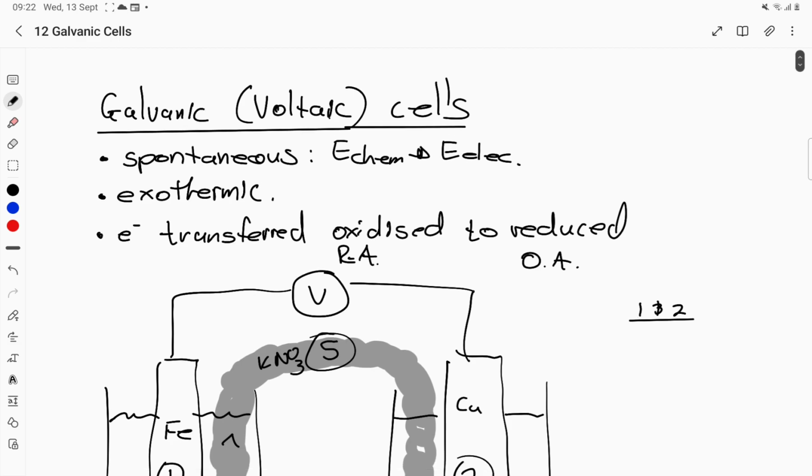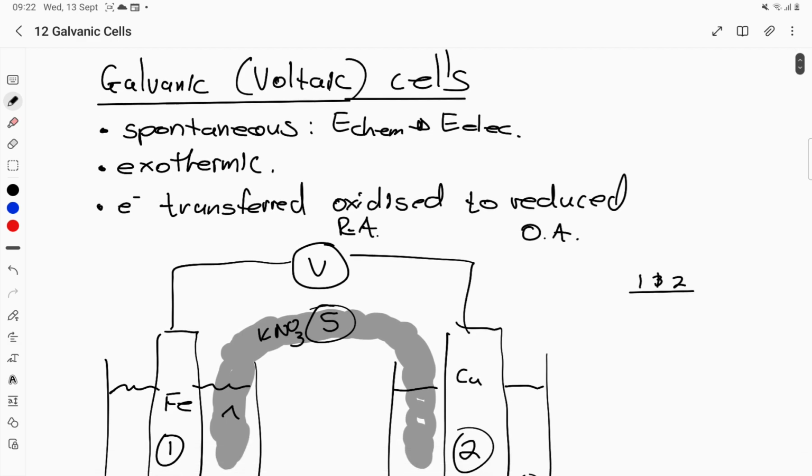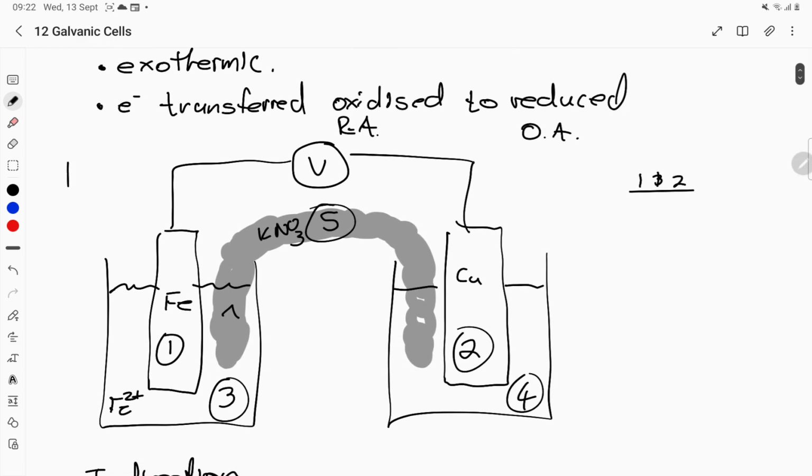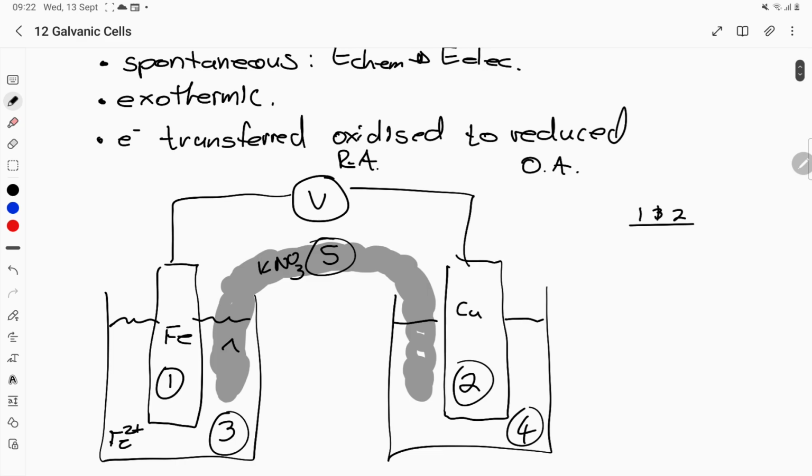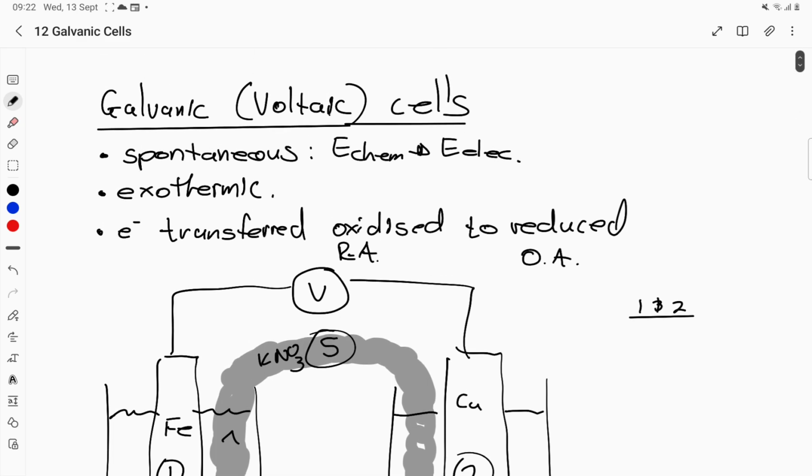So galvanic cells, also known as voltaic cells, are basically represented by two half cells that react, and it's a redox reaction where electrons are being transferred by two different electrodes, but we'll get to that just now. So all galvanic cells are spontaneous.